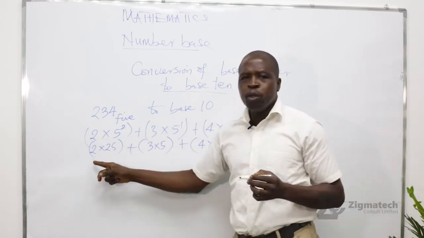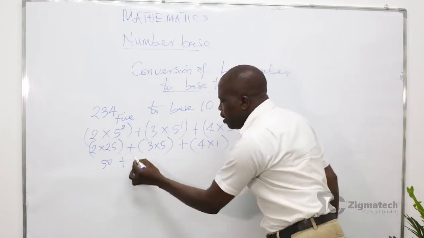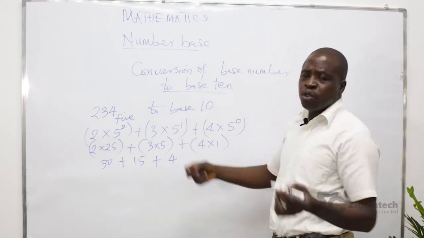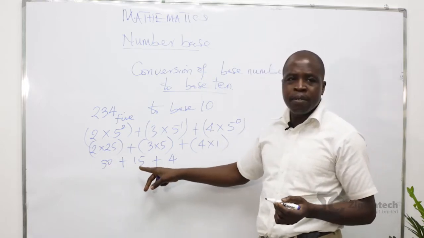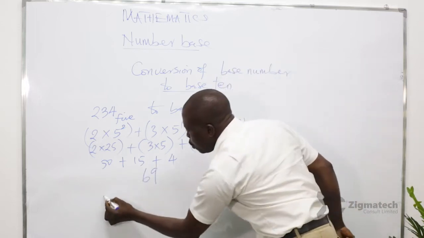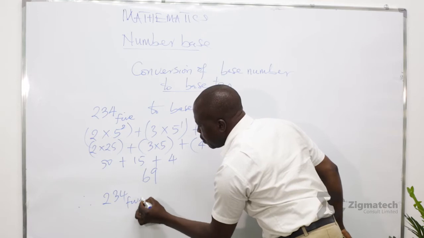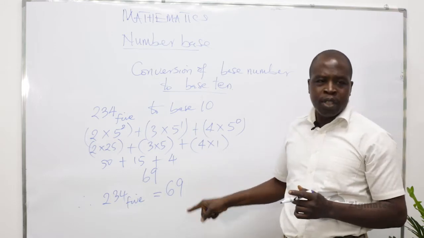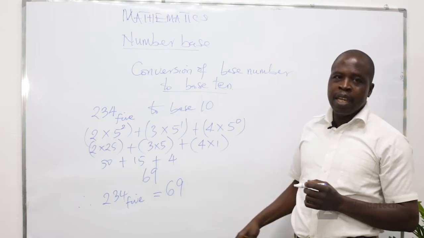Now let's go on. 2 times 25, you have 50. 3 times 5, we have 15. 4 times 1, we have 4. Let's add all together. 50 plus 15, you have 65. 65 plus 4, we have 69. Therefore, 234 base 5 equals 69. And remember, you don't need to put 10 at the subscript. It is 69 base 10.